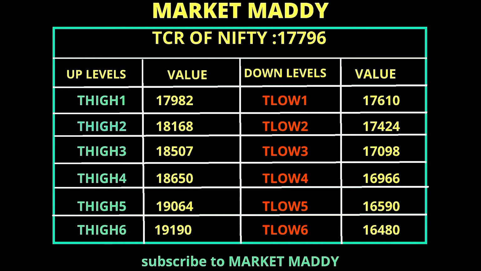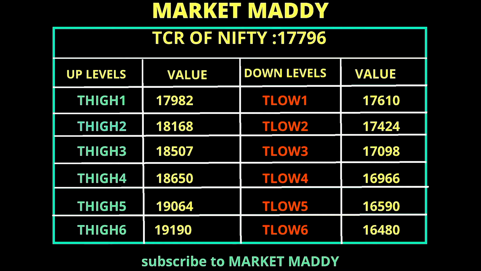This is on the upside levels. We are taking 6 levels here, being index. Then on the low side, 17,610, 17,424 is T low 2, 17,098 is T low 3, 16,966 is T low 4, 16,590 is T low 5, 16,480 is T low 6. These are the downside levels. Upside levels are formed, downside levels are formed.